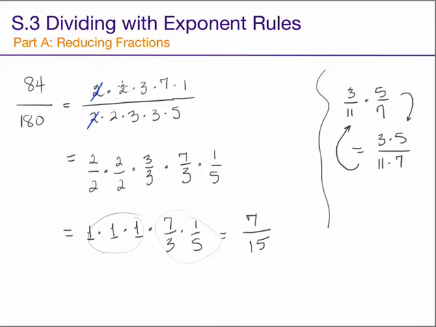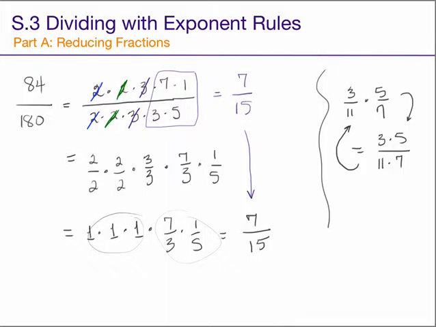Any other common factors here? There's another copy of 2 in the top and another one in the bottom. A copy of 3 in the top and a copy of 3 in the bottom. Nothing else is common to the top and the bottom. What I have left is 7 times 1 over 3 times 5. Same thing as I got this way.